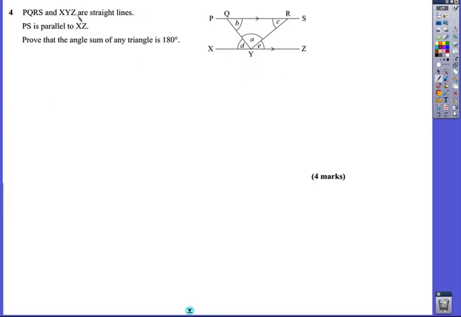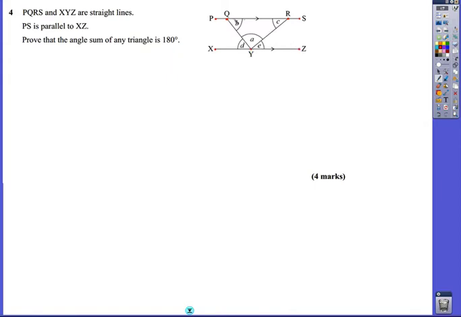PQRS and XYZ are straight lines. PS is parallel to XZ. Prove that the angle sum of any triangle is 180 degrees. Now, please listen very carefully. A few students, not many, use the letters X, Y, Z and said these are the angles. They are not the angles, these are the points on the line. Here's a point P, point Q, point R, point S, point X, point Y, point Z.